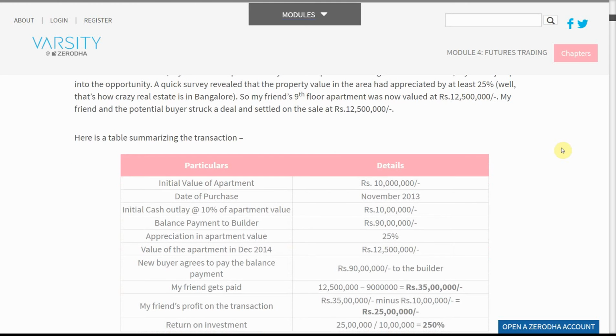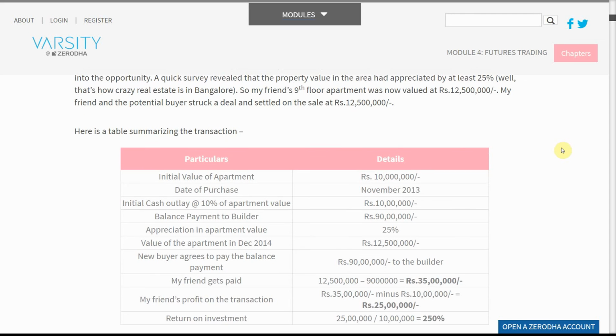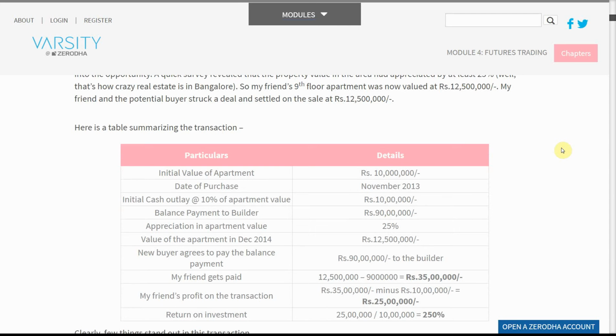Here is a table summarizing the transaction. Particulars, details. Initial value of apartment: Rs. 10 million. Date of purchase: November 2013. Initial cash outlay at 10% of apartment value: 1 million rupees. Balance payment to builder: 9 million rupees.